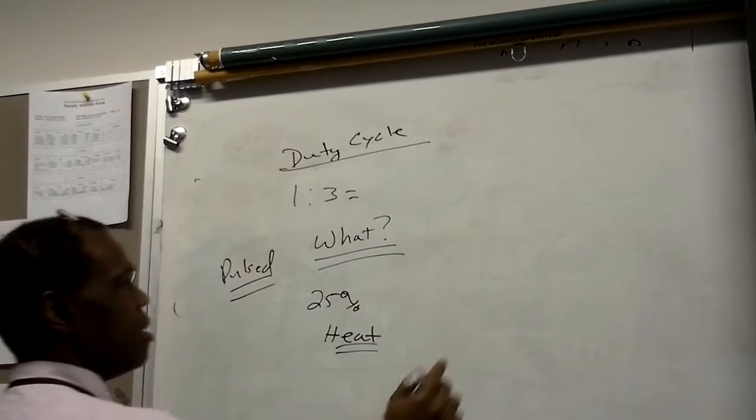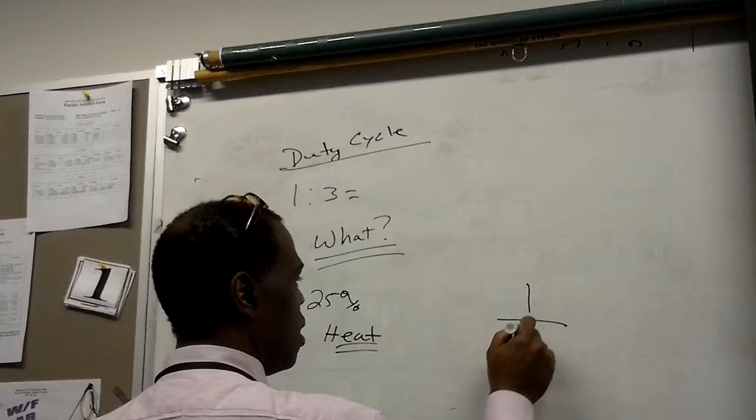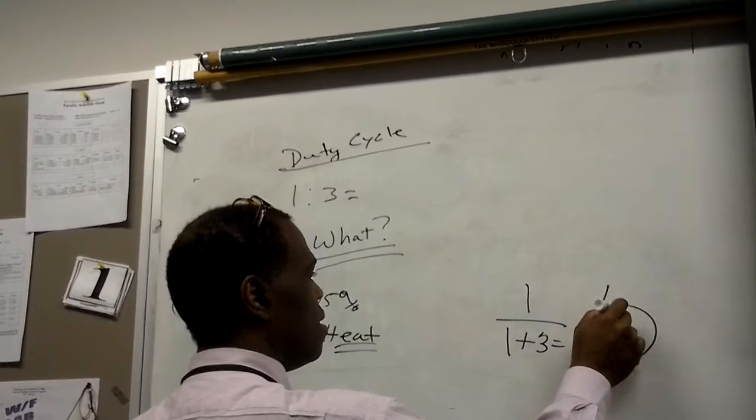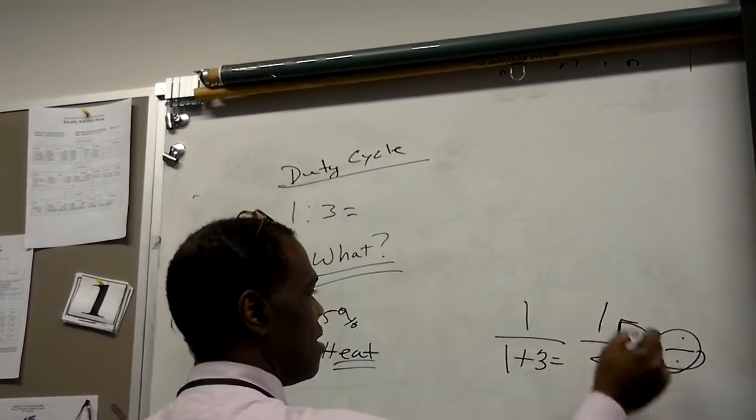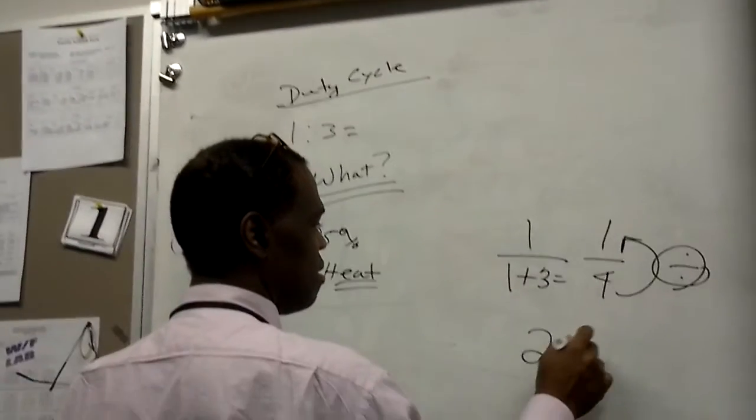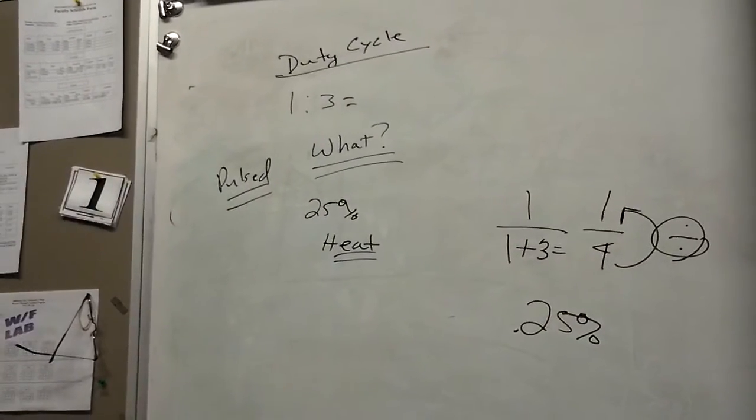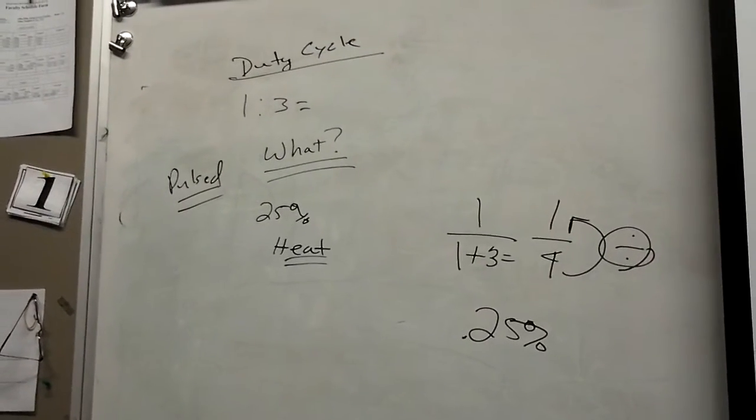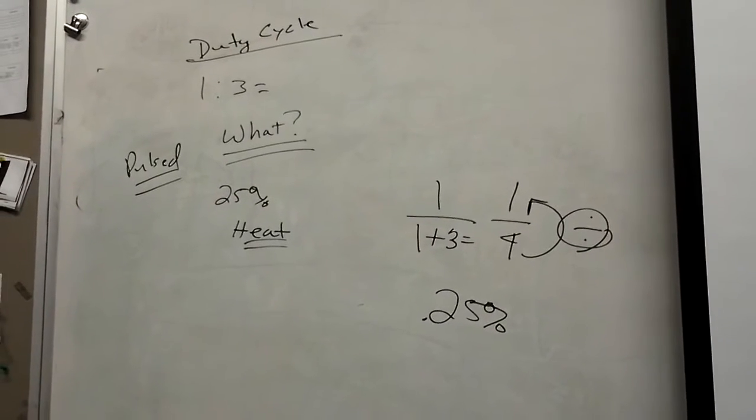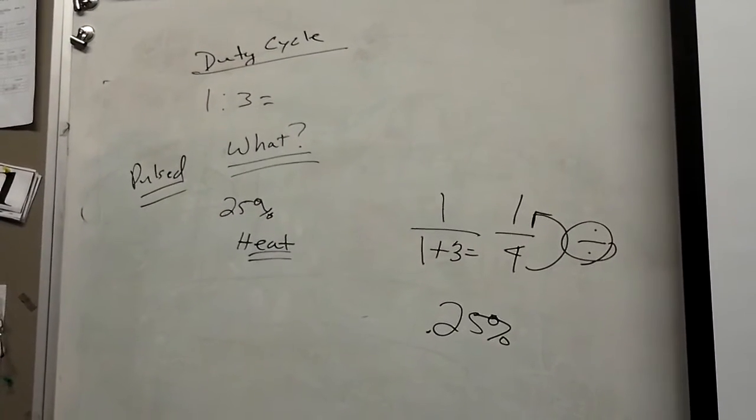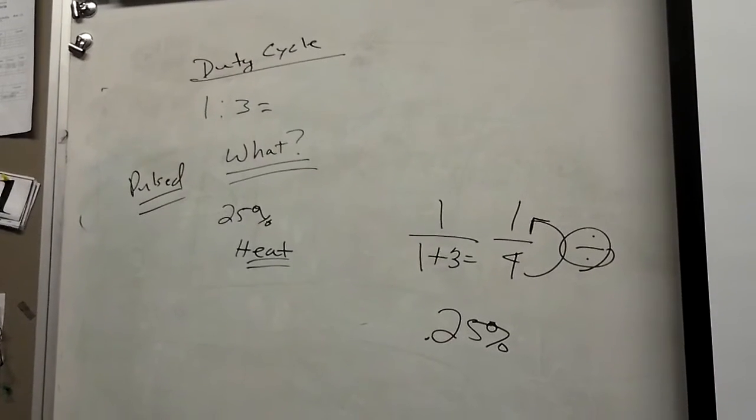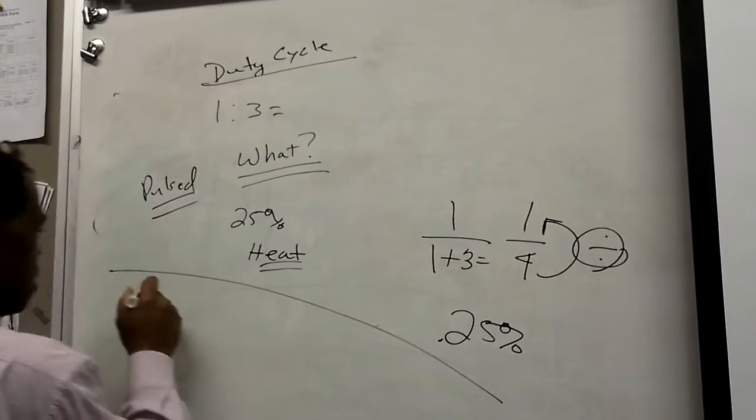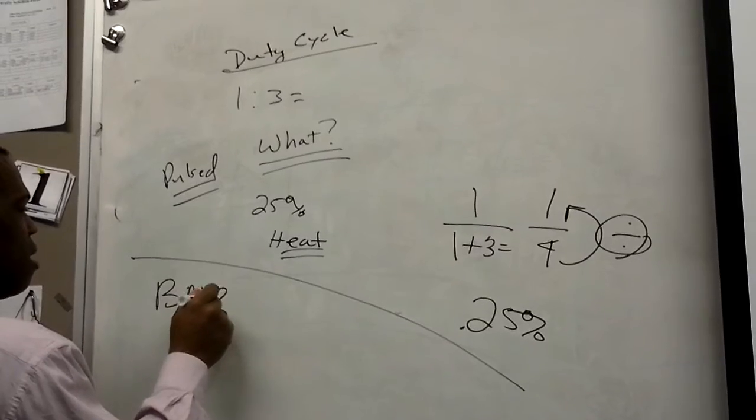Now, how did we get that? One over four plus three. One over four, divided into one. 25%. Is it 0.25 times 100? Is that what we do? Yeah. 0.25 times 100. I mean, 25.